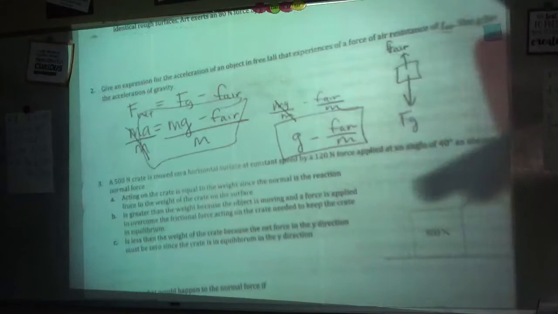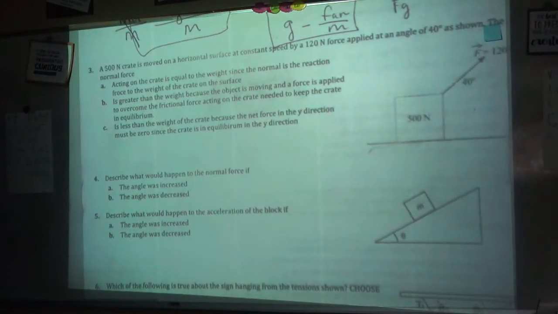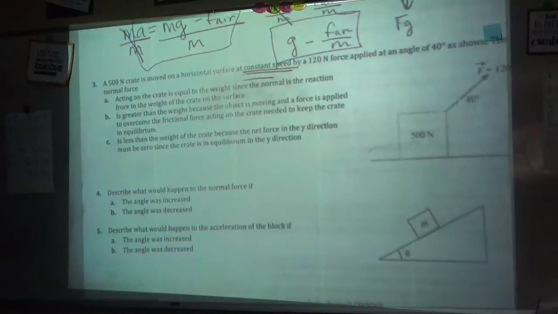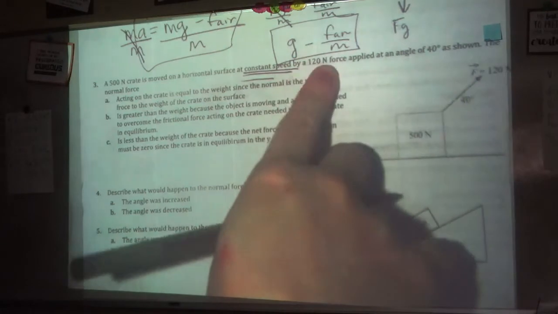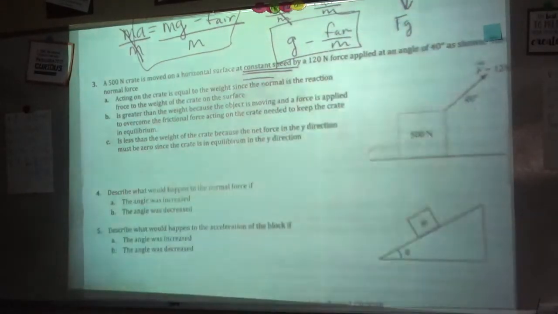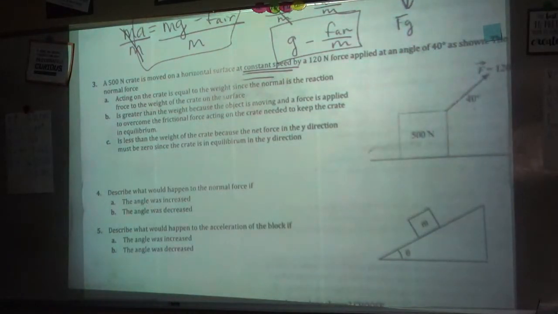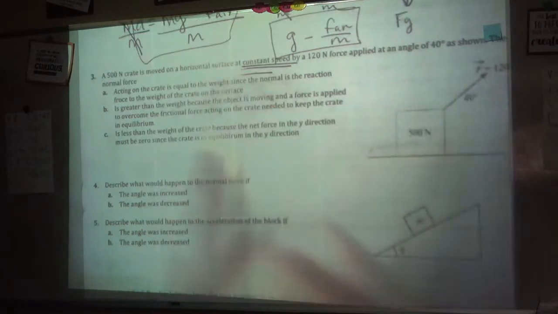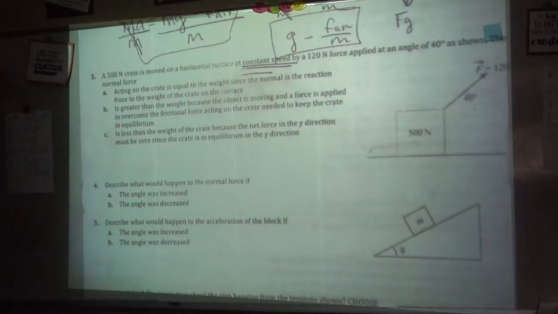Number 3, a 500 Newton crate is moved across a horizontal surface at a constant speed, so that tells you the forces are balanced, by a 120 Newton applied force at an angle of 40. The normal force is more than the weight, less than the weight, equal to the weight.